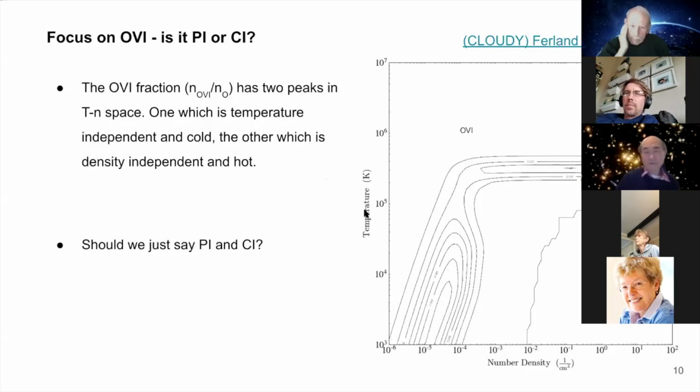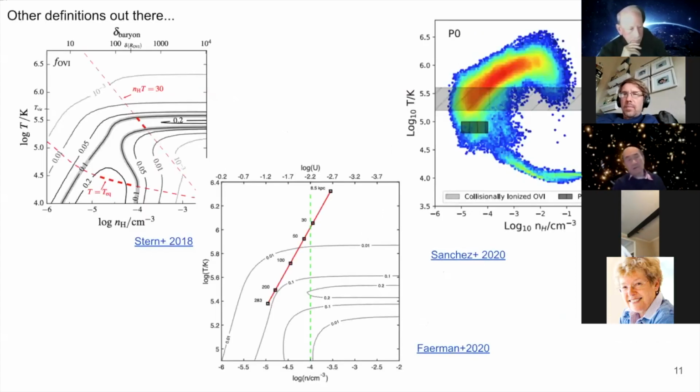And should we just call this photoionized and collisionally ionized gas? And the answer is sort of. That's not an unreasonable thing to do, and a few people have done things like this. So here are some previous attempts to define this. The first one is in Stern 2018. This is probably not the first one ever, but the first one I'm showing.